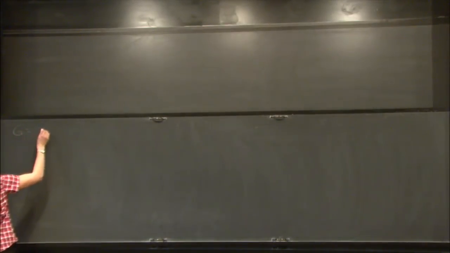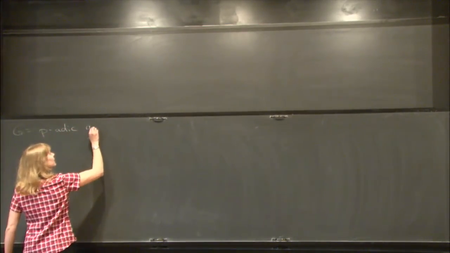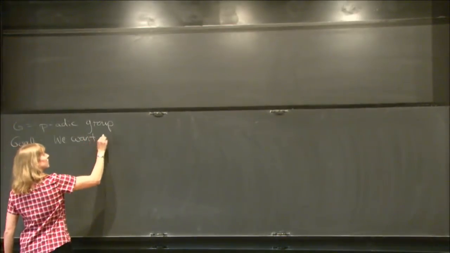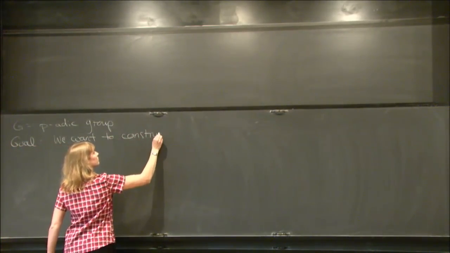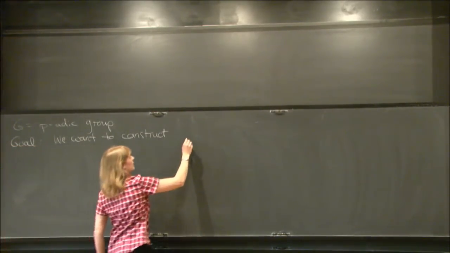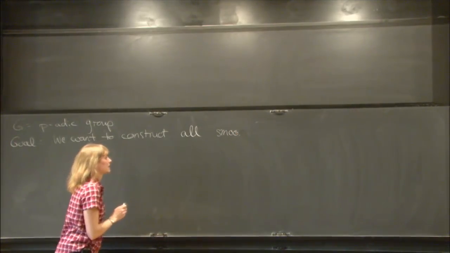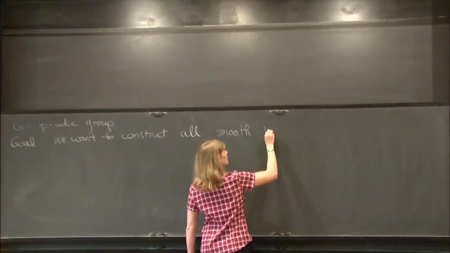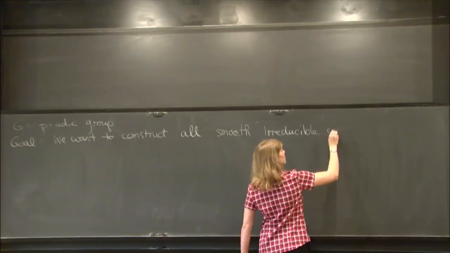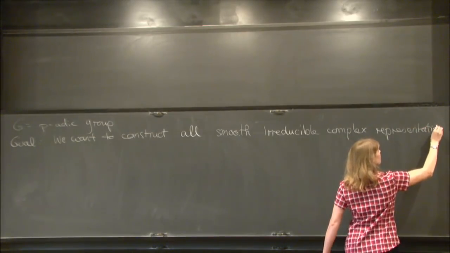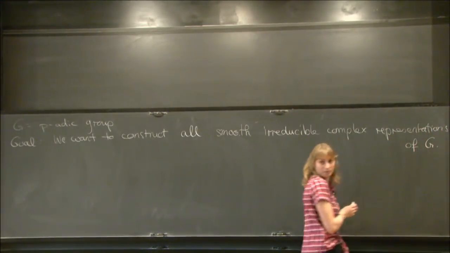All right. From now on, G will be a p-adic group. That's the main player for today's talk. And what is our goal? The goal, not achieved in this talk, but the goal for a lot of mathematicians for a long time, is that we want to construct all representations. I put some adjectives here and I will explain them. We want to construct all smooth, irreducible, complex representations of our p-adic group G.